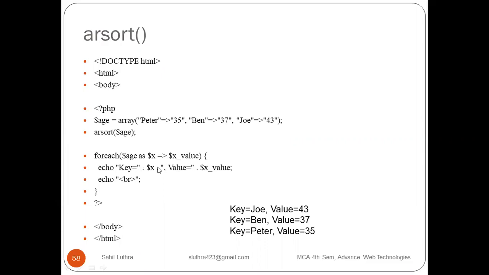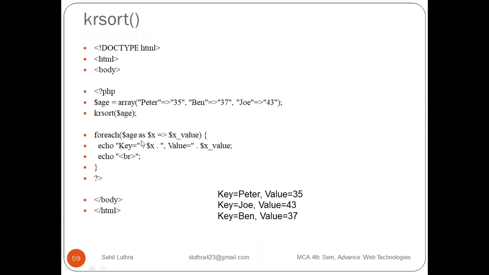After that, next the foreach loop will come, and at last you are going to print the values of your array, and at last the curly braces will come, then question mark and greater than sign. So this is how you can sort your array. The same concept applies to the krsort array. krsort is basically used to sort the array according to the key in descending order. So same is the concept.